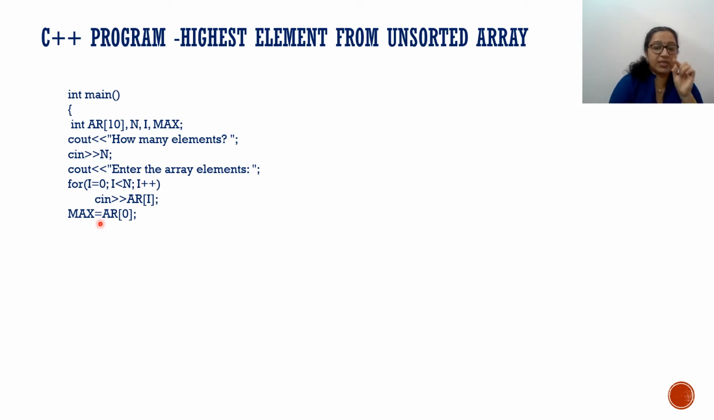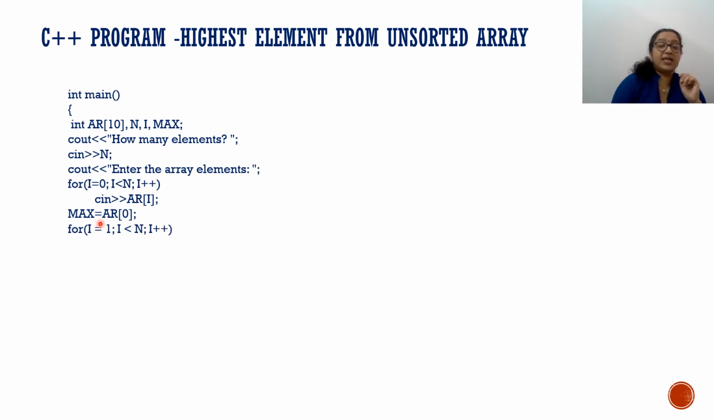AR of 0 means the first element. Now next, we want to compare that max value with the second element onwards. So how can we compare? We need a loop there. So how can we use that loop?